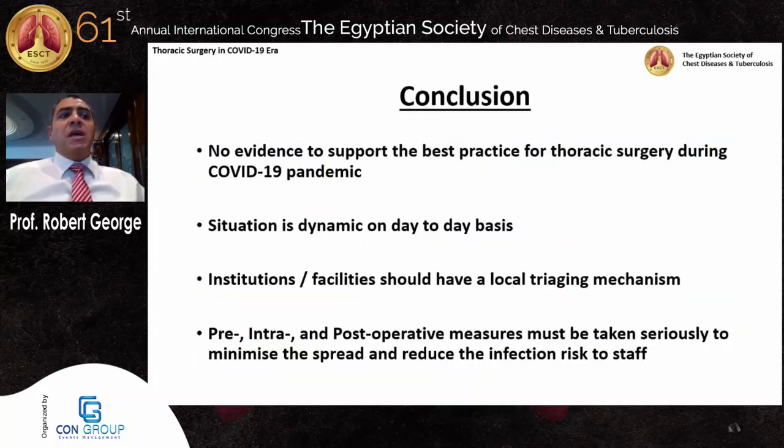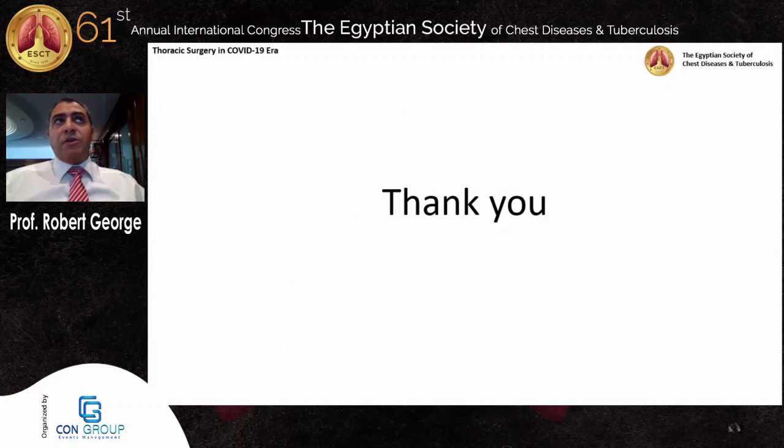So in conclusion, unfortunately, there is no single evidence to support the best practice for thoracic surgery during the COVID-19 pandemic. And as I said, the situation is dynamic on a day-to-day basis. Institutions and any facility should have a local triaging mechanism based on their resources and their staffing. Pre-, intra- and post-operative measures must be taken seriously to minimize the spread and reduce the infection risk to staff. Thank you very much.